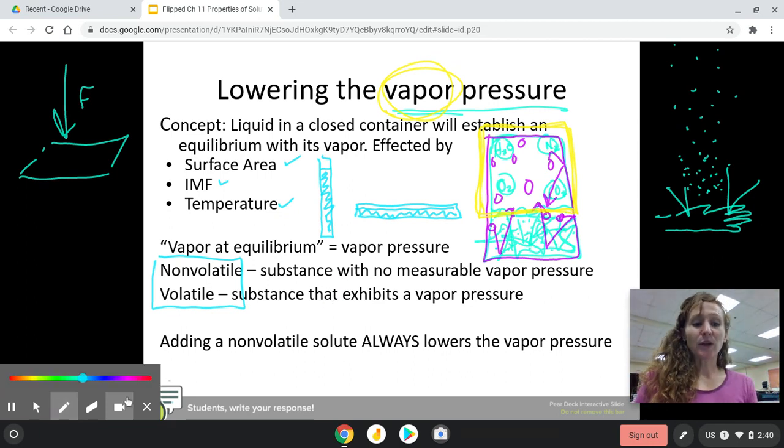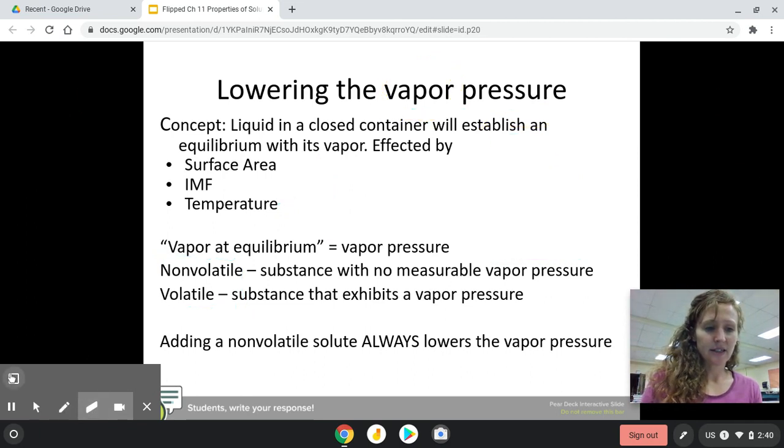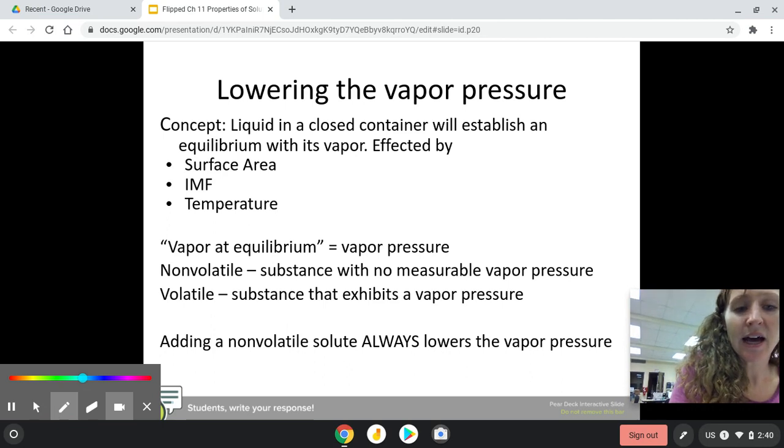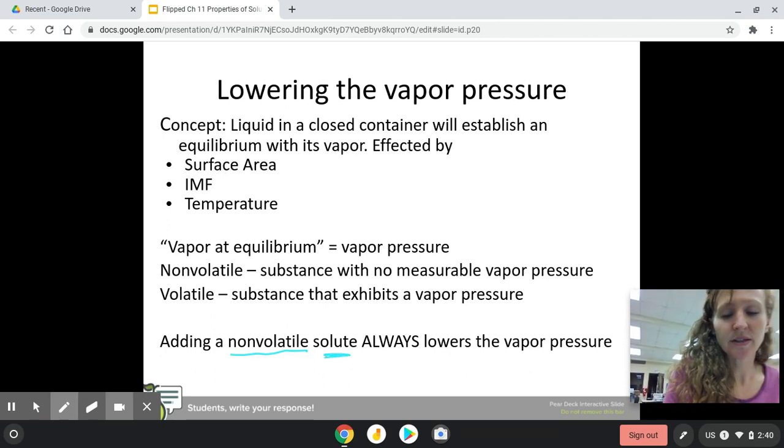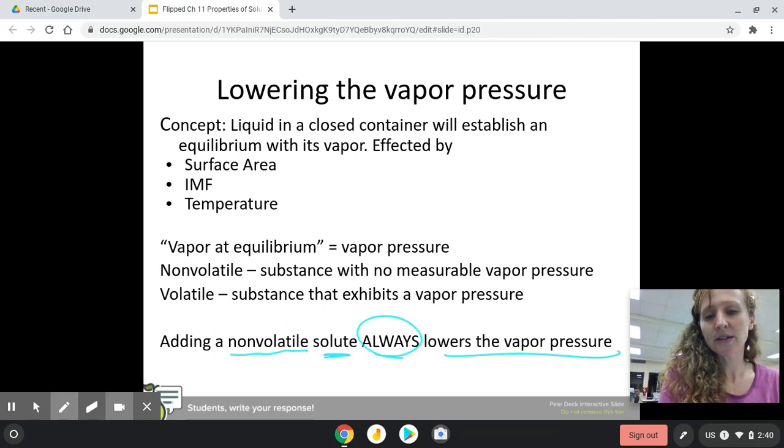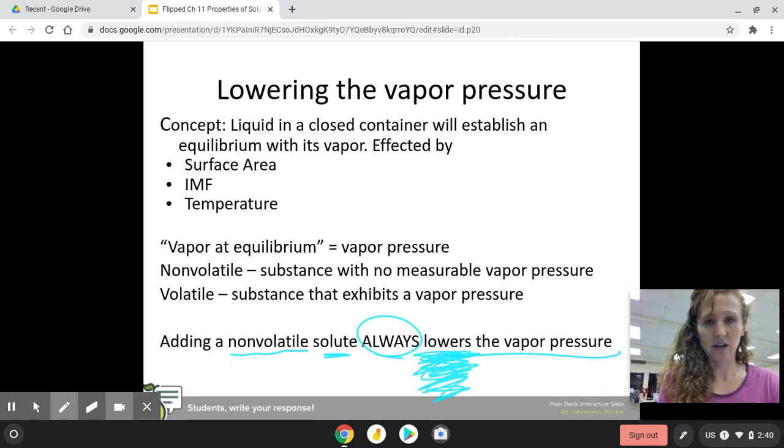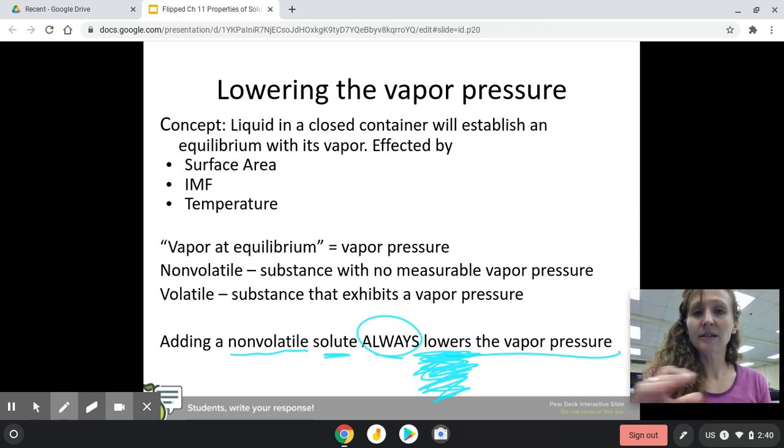Okay, so here is the catch to vapor pressure. Adding a non-volatile solute always lowers the vapor pressure. Lowers being the key here. So non-volatile would be something like a solid, if you mix a salt into your water, or something like sugar. Sugar is non-volatile. It's not going to spontaneously turn into a gas, right?